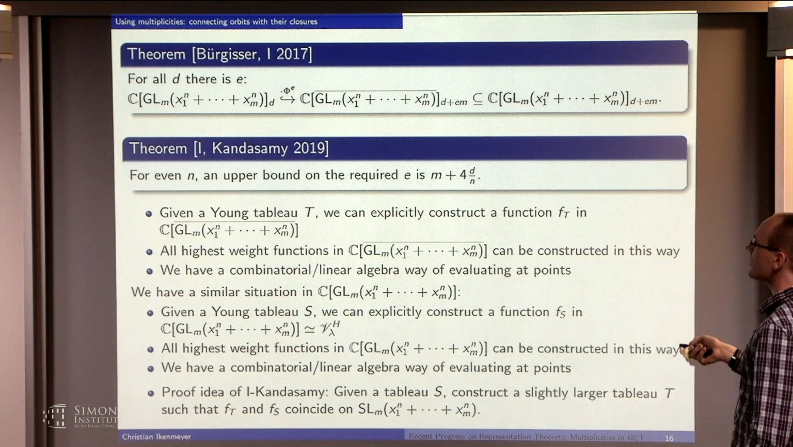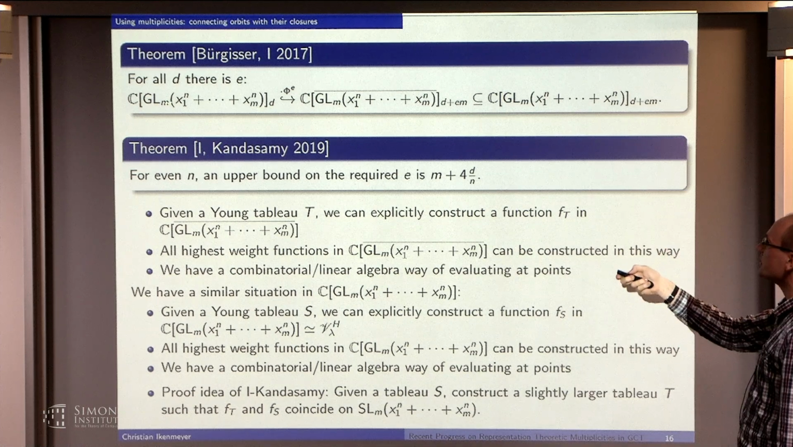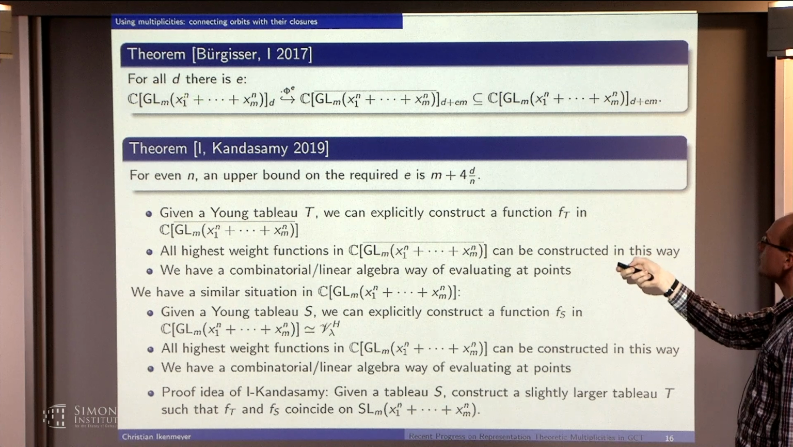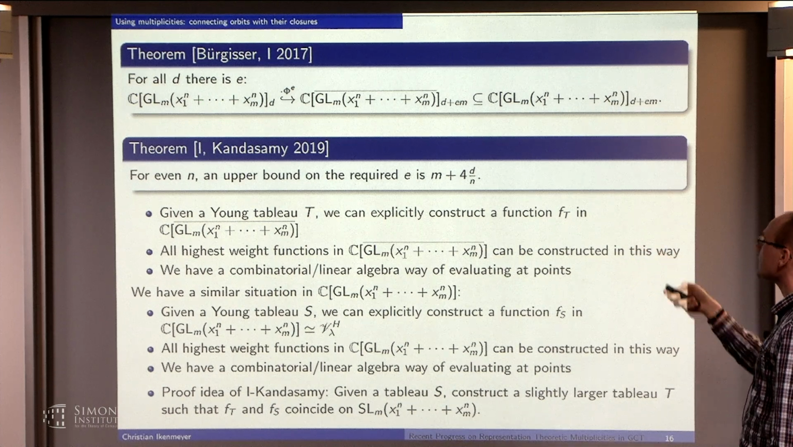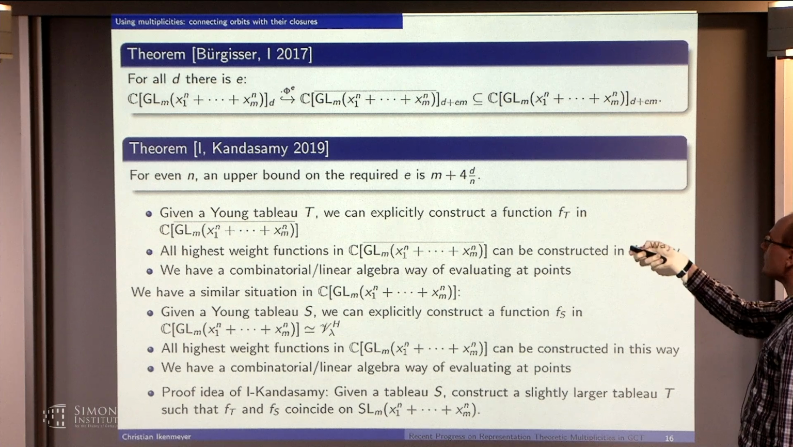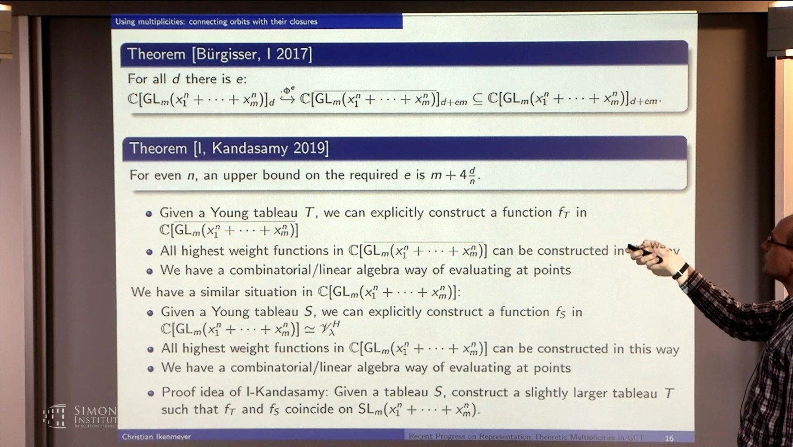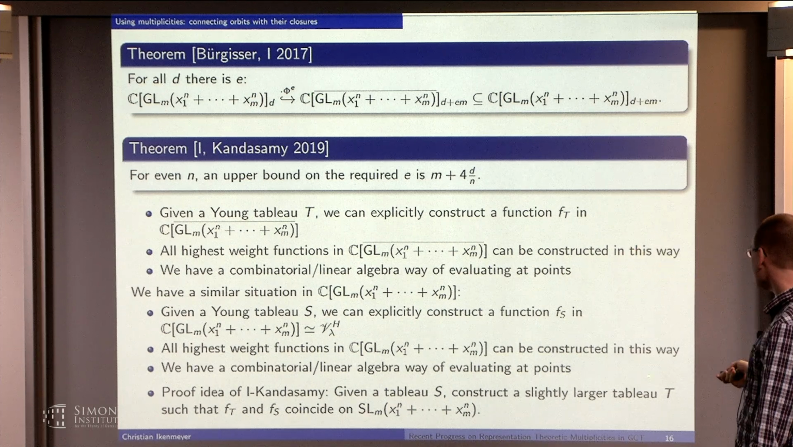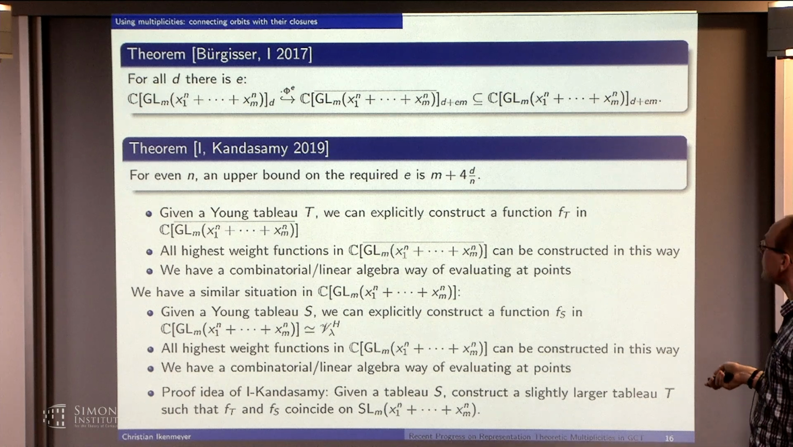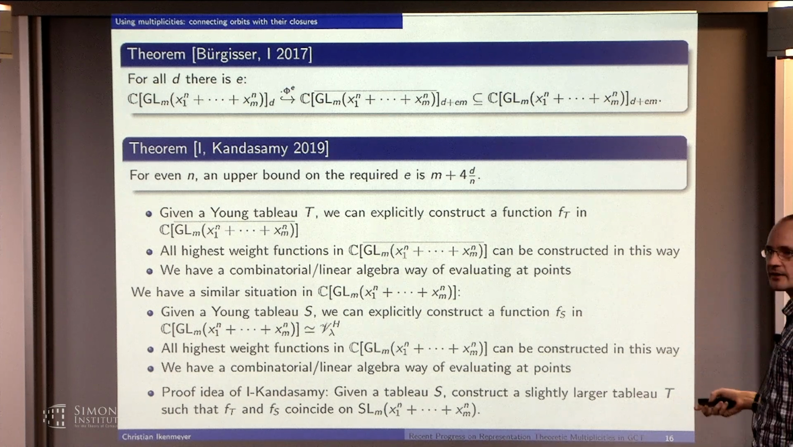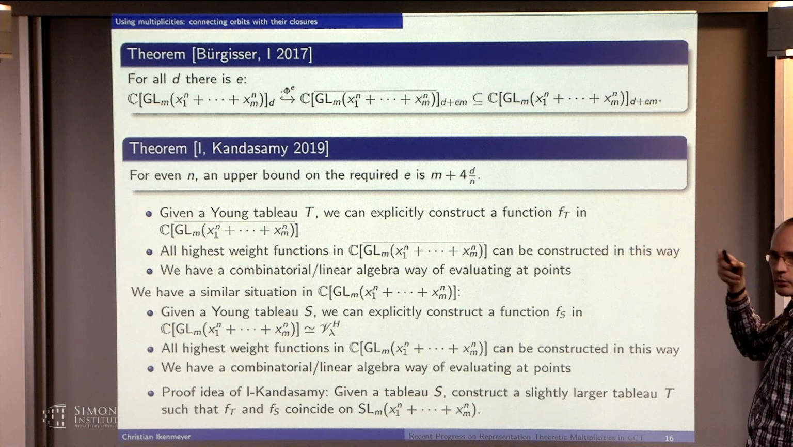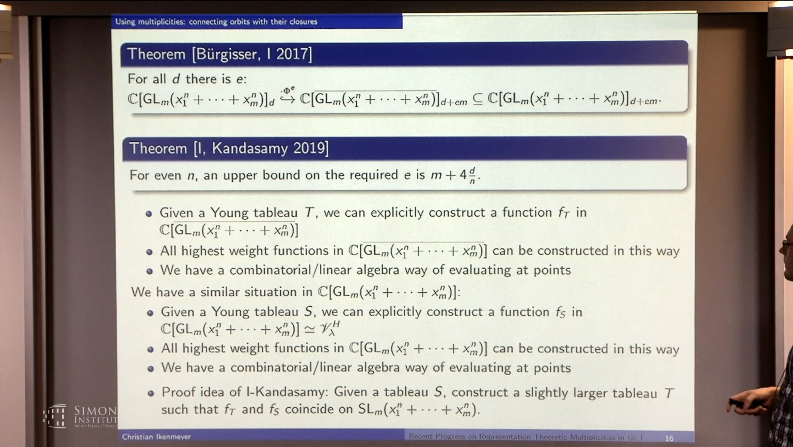So given a function here, it somehow comes from some tableau S. Then you construct a slightly larger tableau T, but the function on the whole SL orbit will be exactly the same. The only difference is multiplying by a power, and from the difference of sizes of the tableaus, you can read off how large this exponent is. This is a representation theoretic property. It boils down to a completely combinatorial construction based on tableaus in the end.